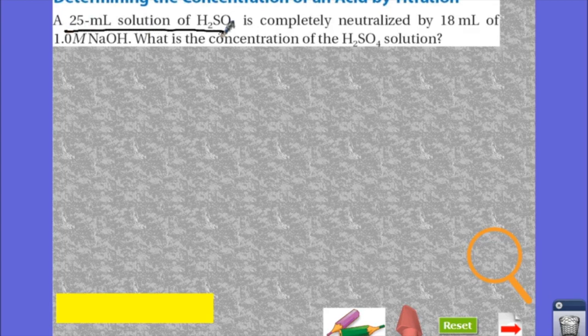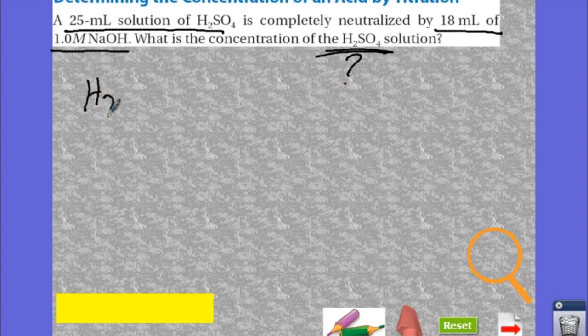A 25 ml solution of H2SO4, they give me the volume, is completely neutralized by 18 ml of 1.0 molar NaOH. What is the concentration of the acid? They ask me for the concentration of the acid. So this is stoichiometry. It is really stoichiometry.